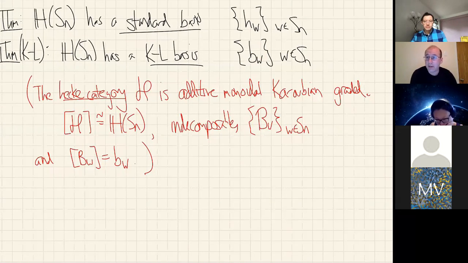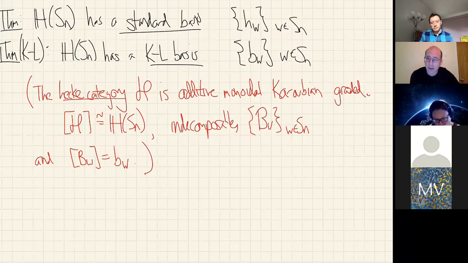So in modern language, there is this category, the Hecke category, a nice additive monoidal Karoubian graded category. And its Grothendieck group is isomorphic to the Hecke algebra. And its Grothendieck group is equipped with the natural basis given by the symbols of the indecomposable objects. So I'm going to call the indecomposable objects in this categorification B_w. There's one for each element of the symmetric group up to isomorphism and grading shift. And it turns out that what they categorify is the Kazhdan-Lusztig basis, not the standard basis. So this is sort of the more interesting basis that you're forced to work with when you're doing categorification. Again, categorification doesn't let you mess around with your basis. You are stuck with a particular basis. And if you're doing characteristic zero, perverse sheaves, whatever, it's this basis.